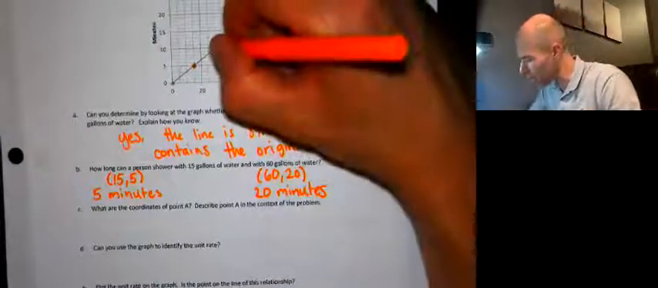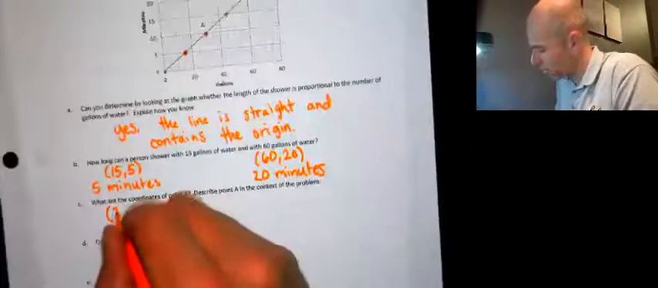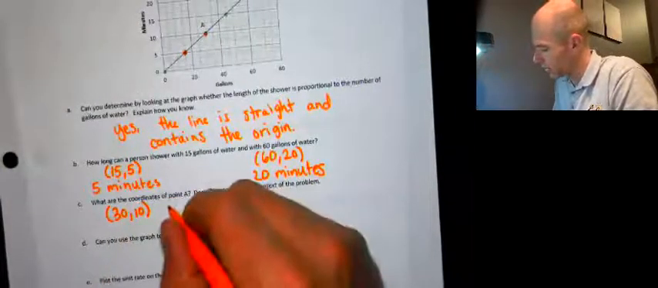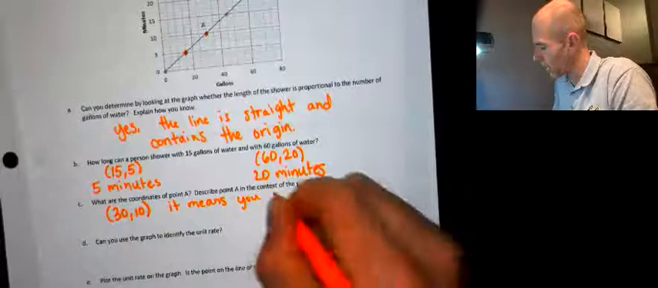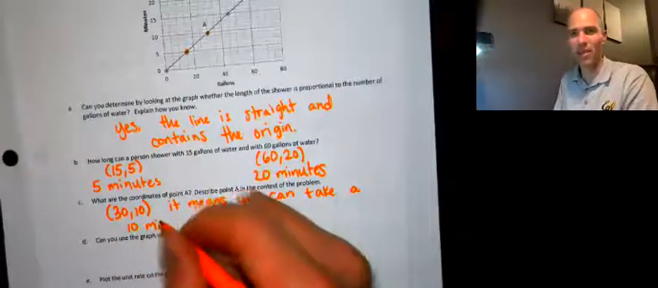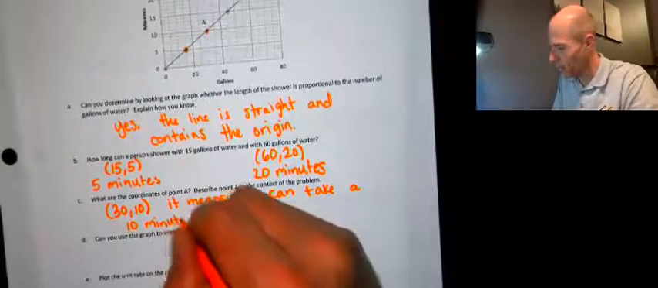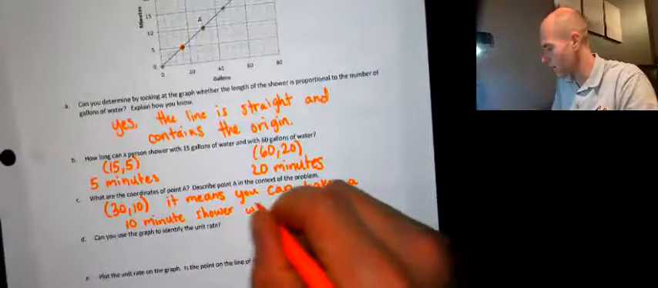So let's see here. This point is 30, 10. Okay, so the coordinate of this point is 30, 10. And it means you can take a 10-minute, I almost said 30-minute. I almost got the values mixed up, and that's what this question's all about, is making sure you don't do that. 10-minute shower with 30 gallons.